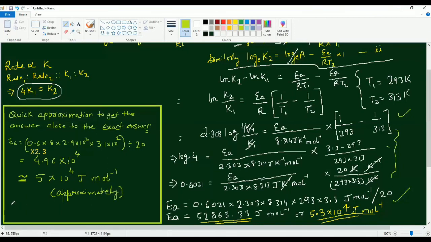This you do only if you have less time, then do approximation.